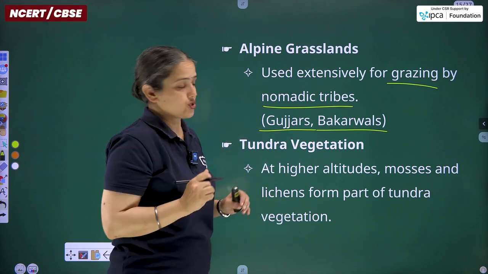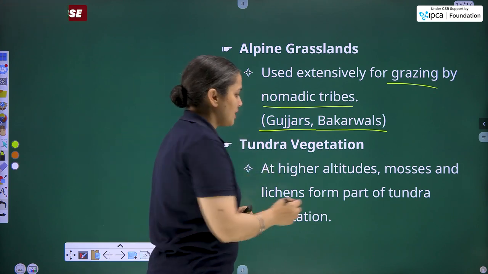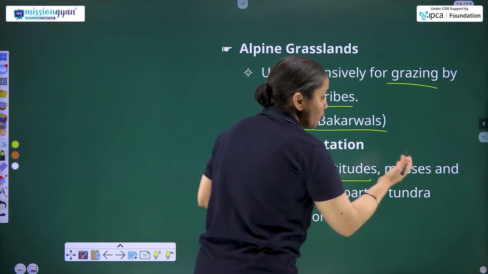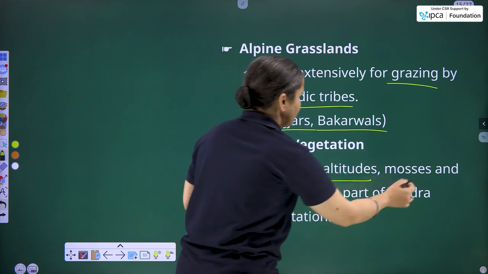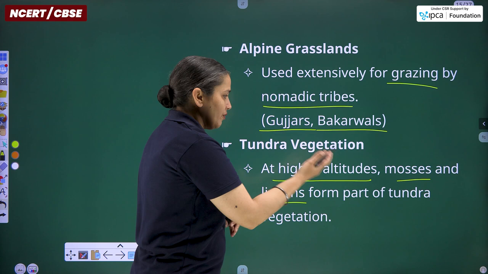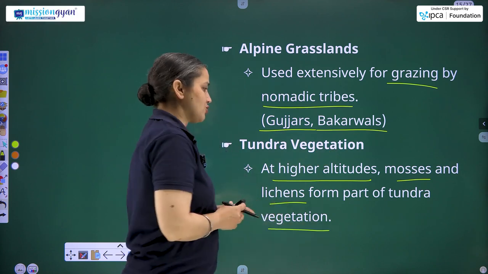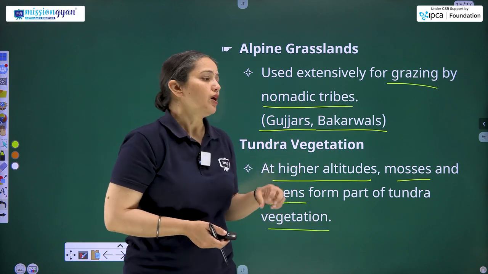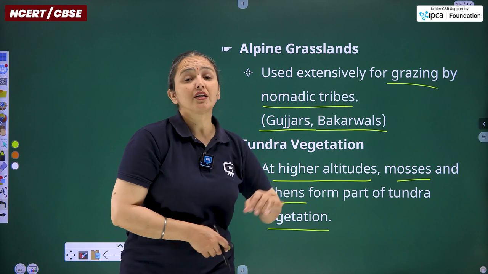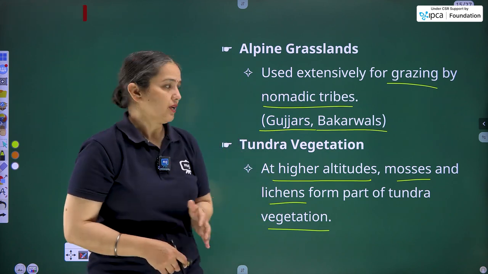Then comes tundra vegetation, as I have told you. This is present at the higher altitude. And what kind of vegetation is present over there? Mosses and lichens. They form part of tundra vegetation. So within the tundra vegetation, prominently mosses and lichens are comprised.